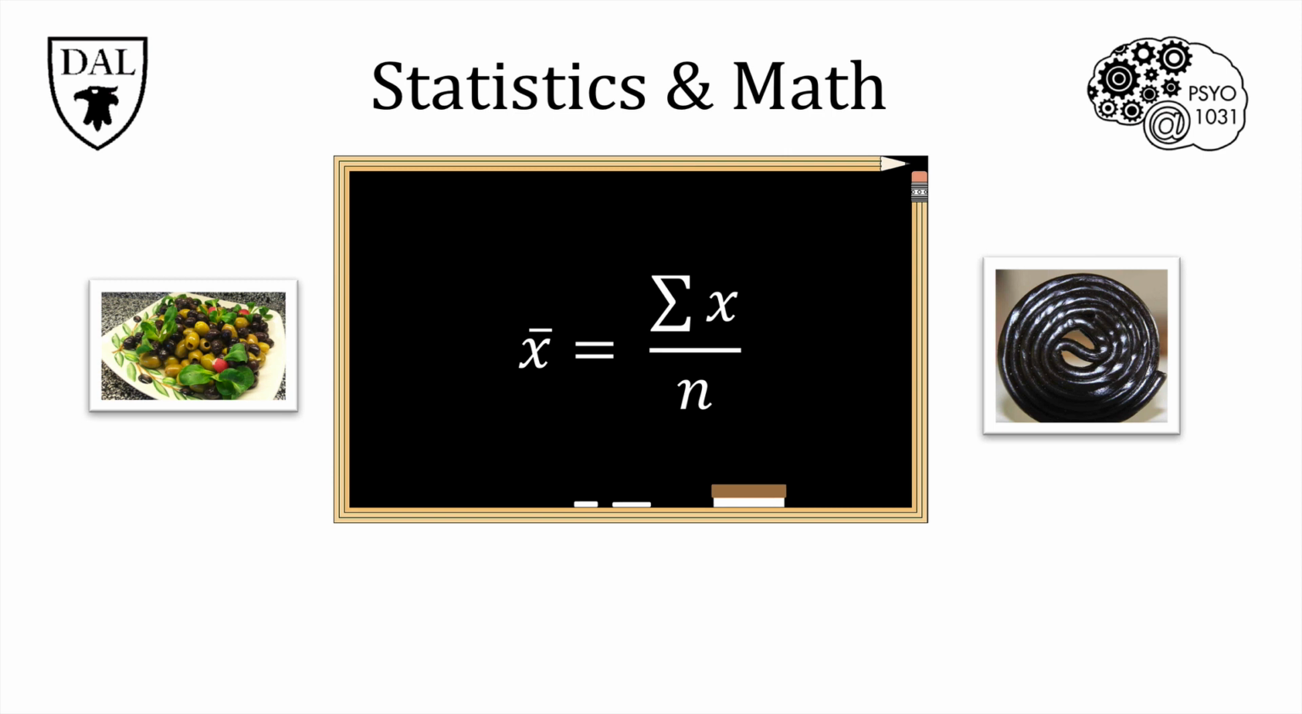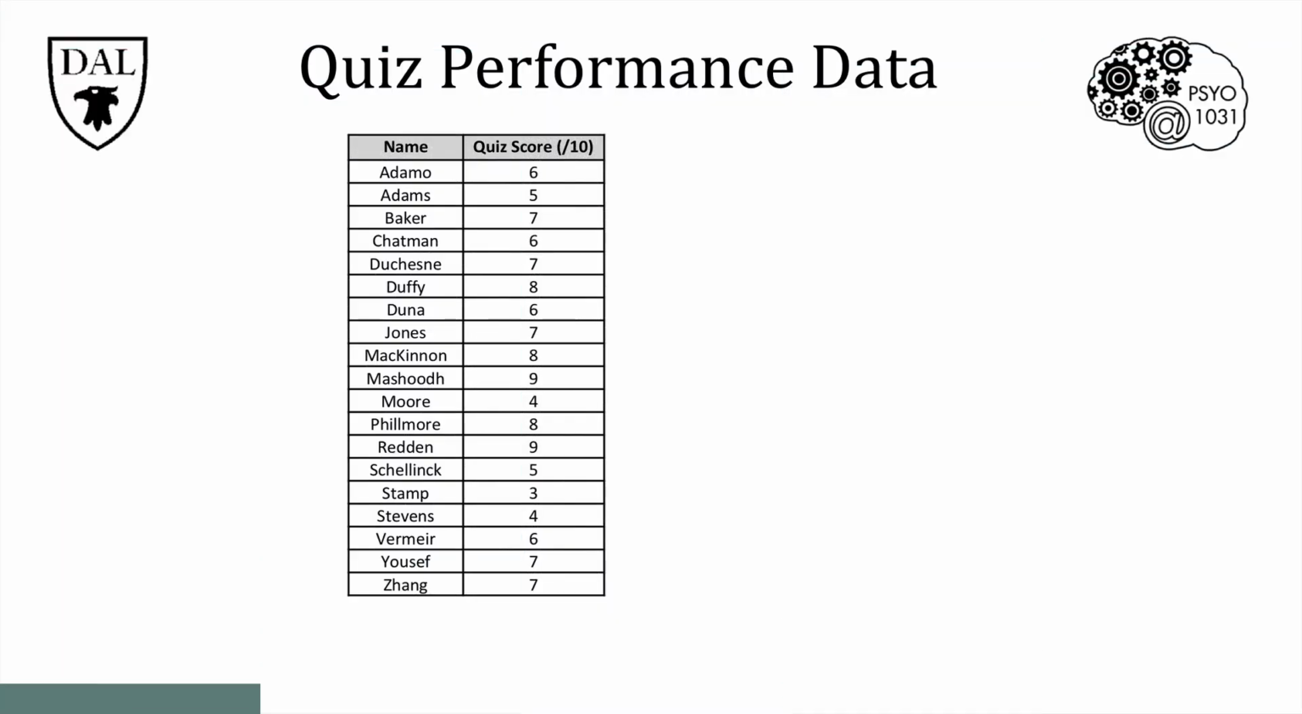To do that, let's look at an example of some data that you might be interested in, performance on a class quiz. Let's say we have 19 students in our class who have just finished a quiz, graded out of 10. Looking at this list of numbers isn't the most efficient way to figure out how these students did overall. We can see with just a quick scan that Michoud and Redden got the highest marks and Stamp got the lowest.